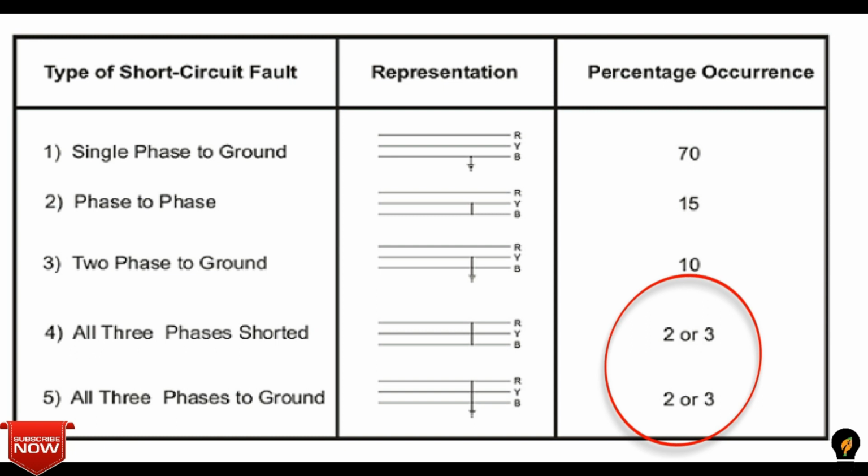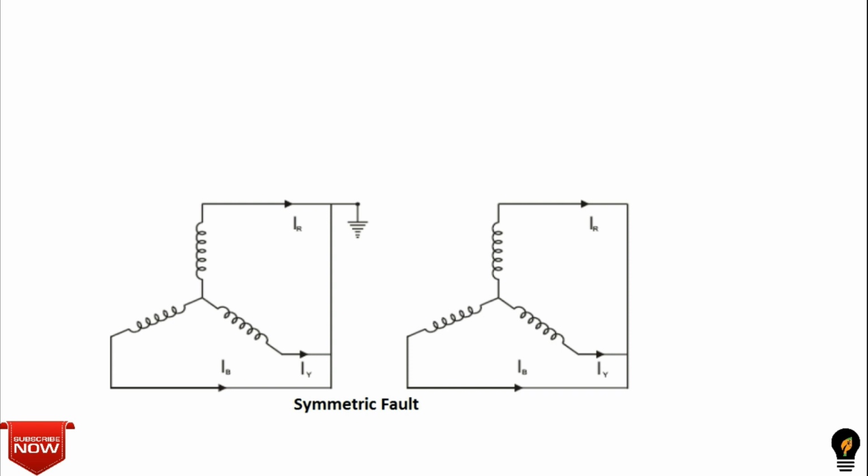This is in contrast to an asymmetrical fault, where the three phases are not affected equally. There are two types of symmetrical fault: triple L fault and triple LG fault. Triple L fault is more dangerous than the other fault because the larger fault current flows in this condition. In triple LG fault, all the three lines are short with ground. Later on, I will tell you the reasons.